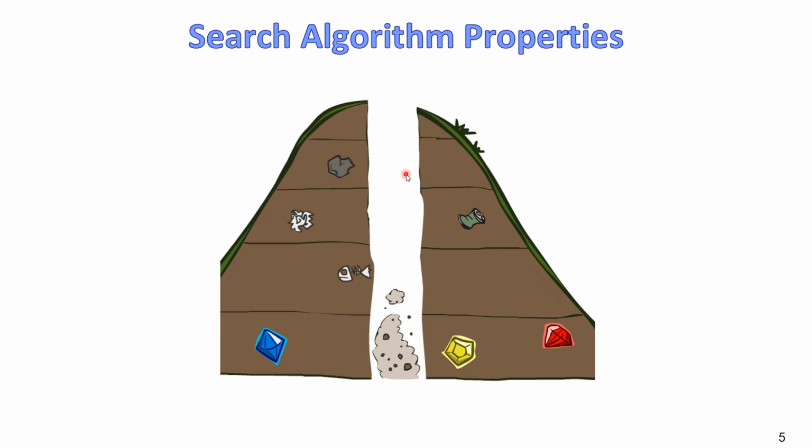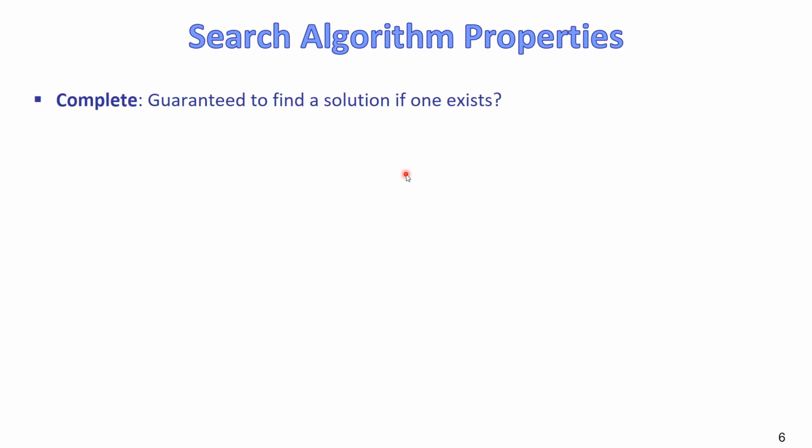Okay, now so we saw now a full example of DFS. Let's talk about the properties of any search algorithm so that we can compare between different algorithms. So we'll talk about 4 properties of any search algorithm. The first one, whether it is complete or not. Complete means it's guaranteed for that algorithm to find a solution if one exists.